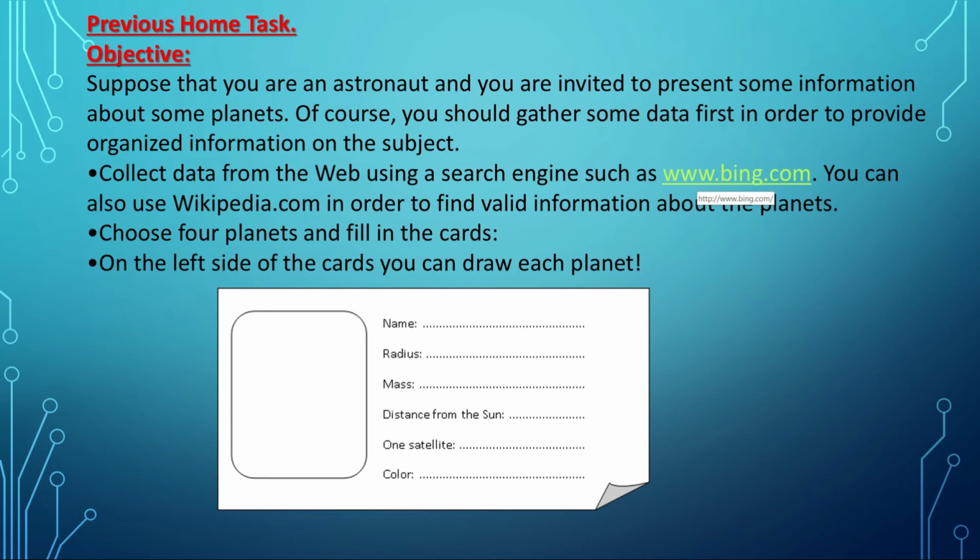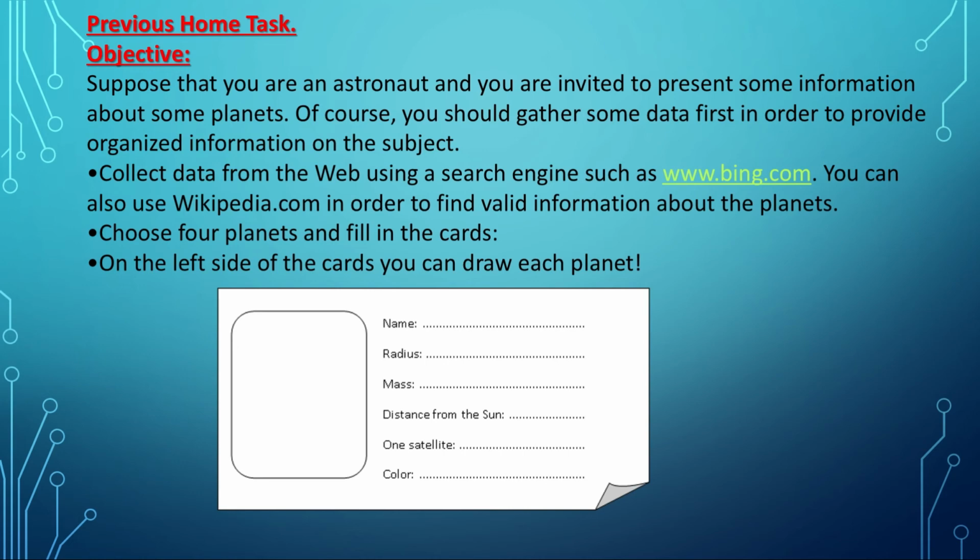Suppose that you are an astronaut and you are invited to present some information about some planets. Of course, you should gather some data first in order to provide organized information on the subject. Collect data from a website using a search engine such as www.bing.com, or you can use google.com, ask.com, or wikipedia.com to find valid information about the planets. You have to choose 4 planets and fill the cards. You have to find out the name, radius, mass, distance from the sun, one satellite, and the color.